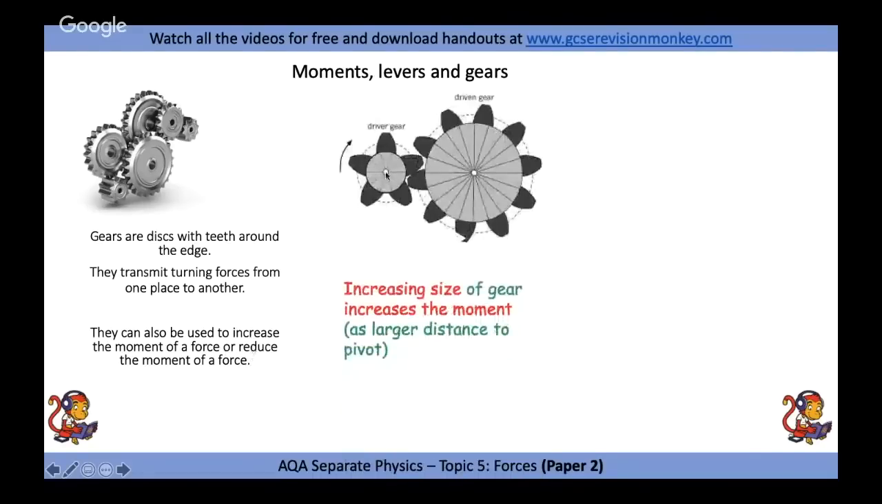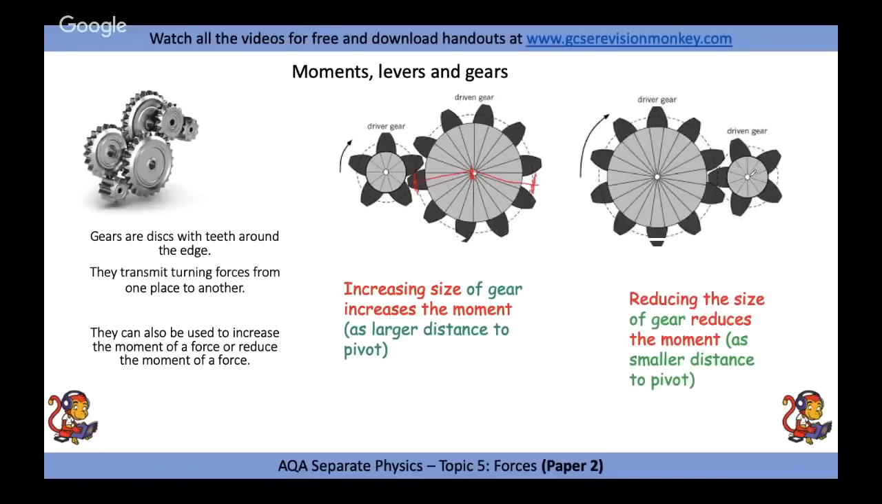Now, if this is my driver gear and this is the next one along, so I'm turning the driver gear and it's attached to a larger wheel, if I increase the size of the gear, it increases the moment. The reason is that my force is now being applied further from the pivot. And of course, the further you are from the pivot, the stronger the turning force. So if I reduce the size of the wheel, I'm now reducing the distance from the pivot, so I'm reducing the size of the force.